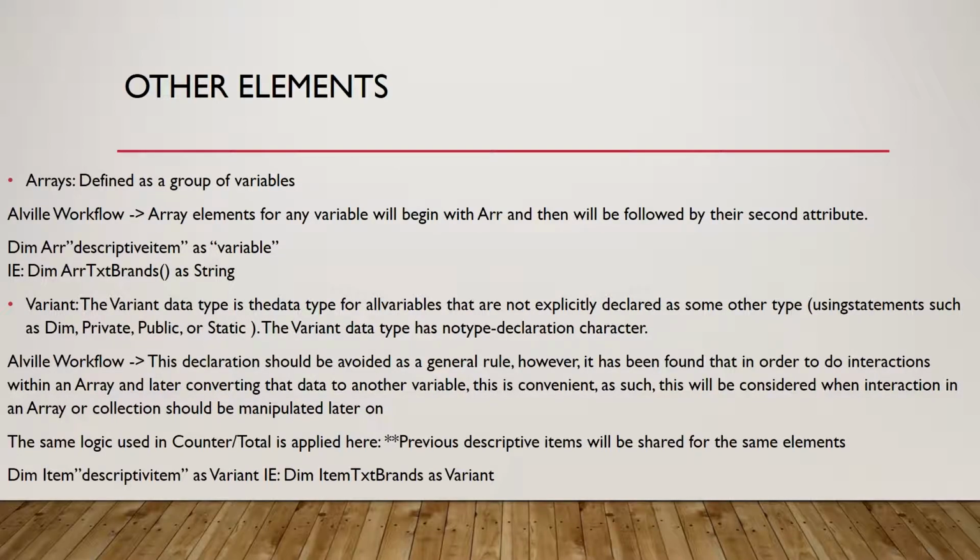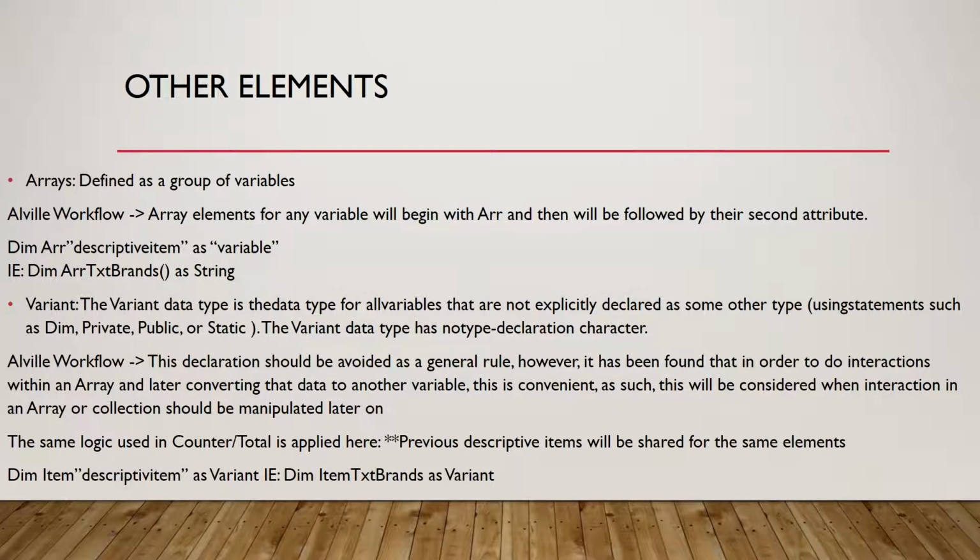Other elements. Arrays, defined as a group of variables. Array elements for any variable will begin with R and then will be followed by their second attribute. Dim R descriptive item as variable. For example, dim R txt brands as a string.